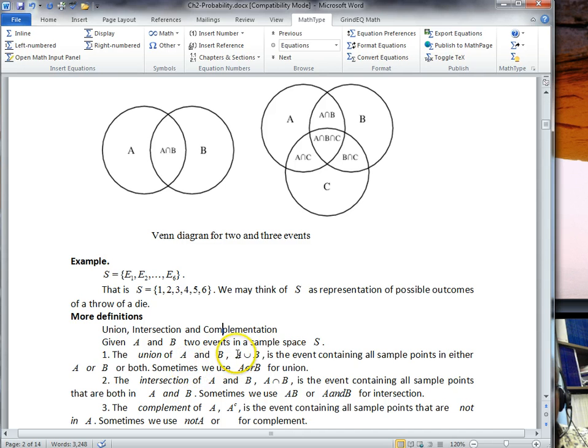So the union notation is this notation here, or A or B for union. So the union is everything in A or B or both. So that's the whole thing. The intersection of A and B is anything that's in A and B. And for notation, people write A, B, or A without anything, B, or A and B, or sometimes use the ampersand for notation.